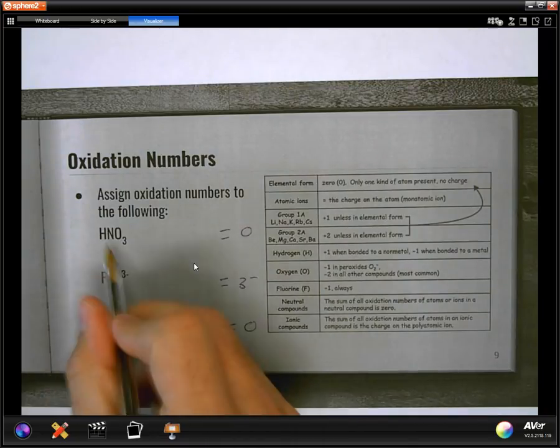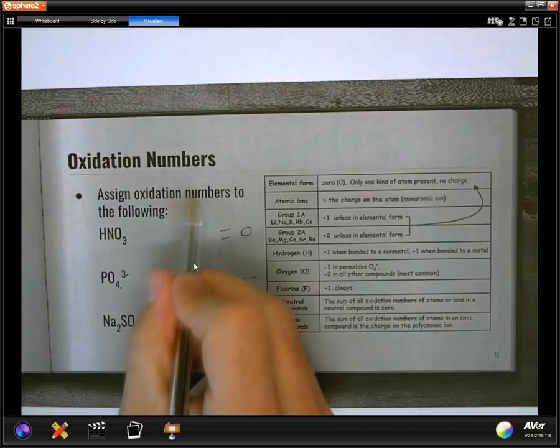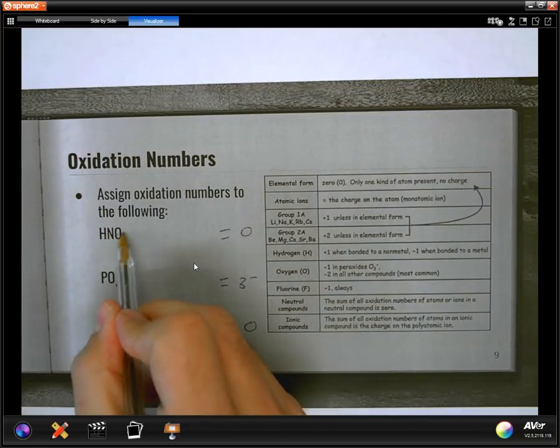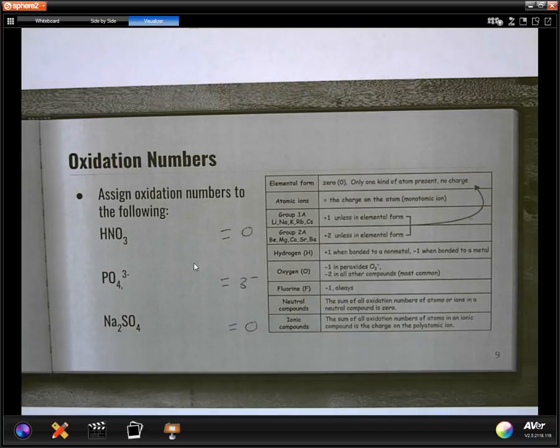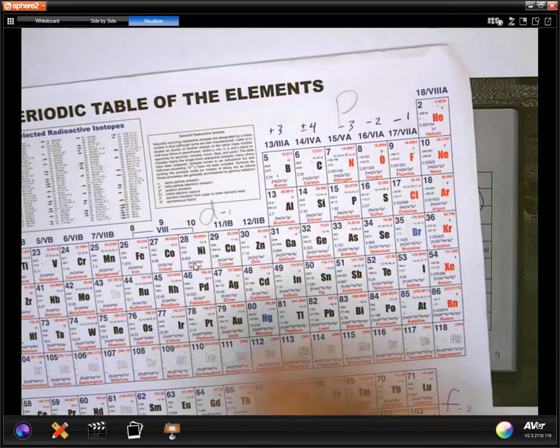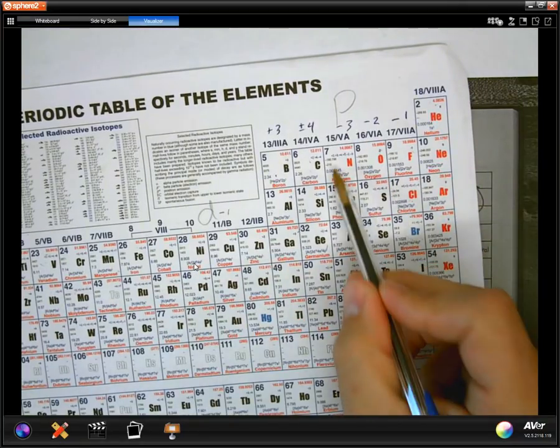So as I go back here and want to assign oxidation numbers to each individual element, we have to start with whoever has the highest electronegativity. So I look here and I say oxygen has a higher electronegativity than nitrogen.